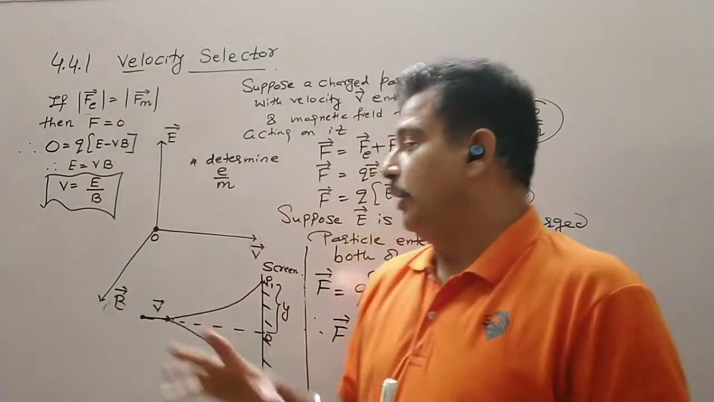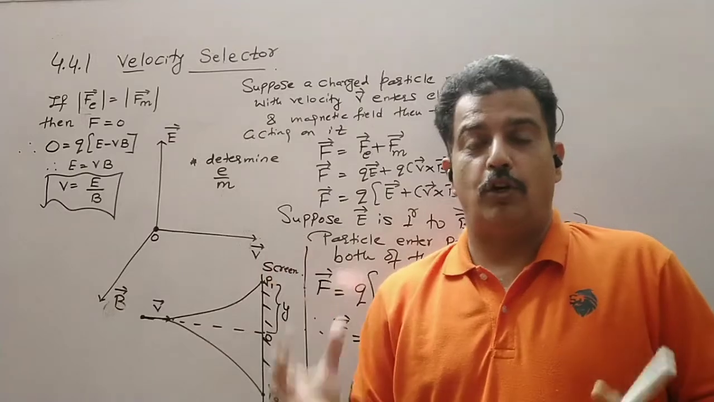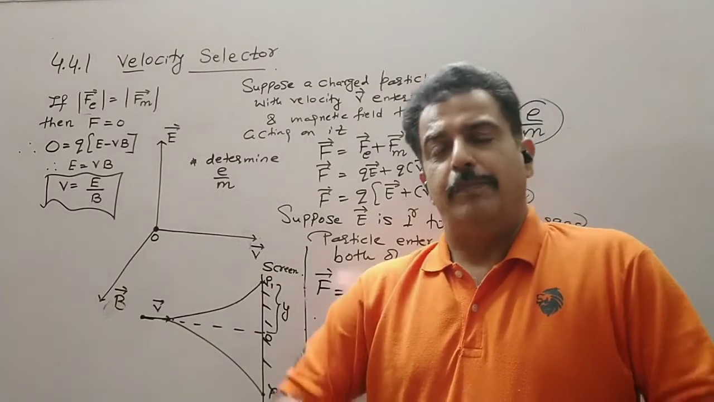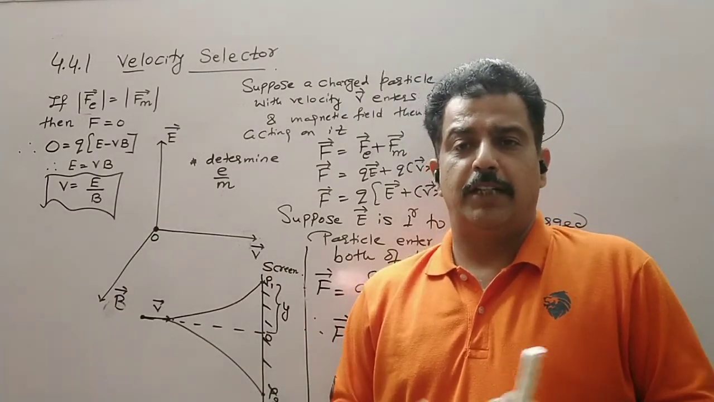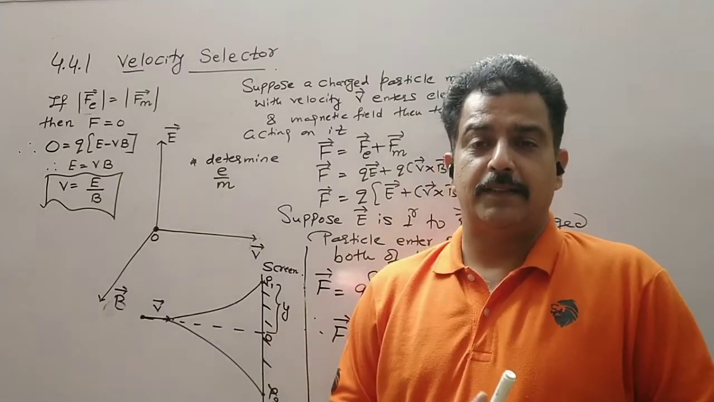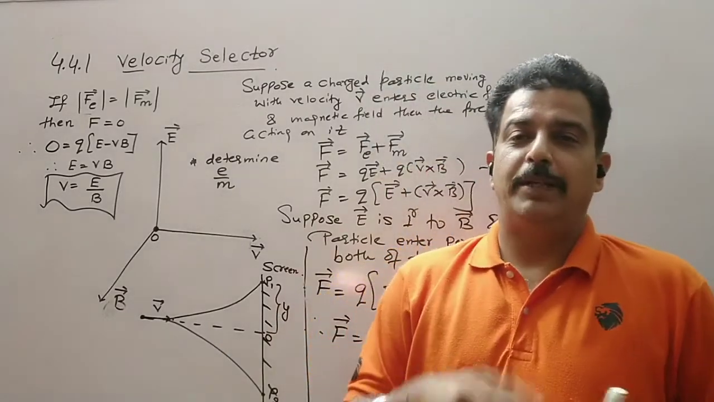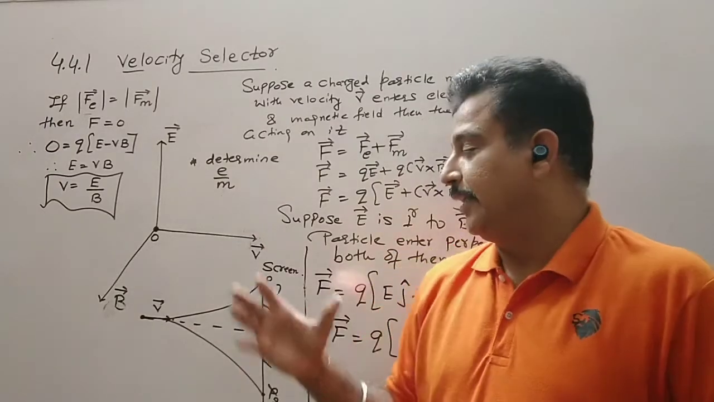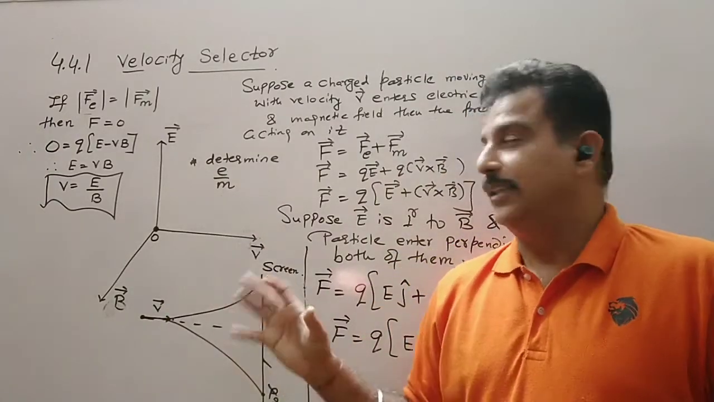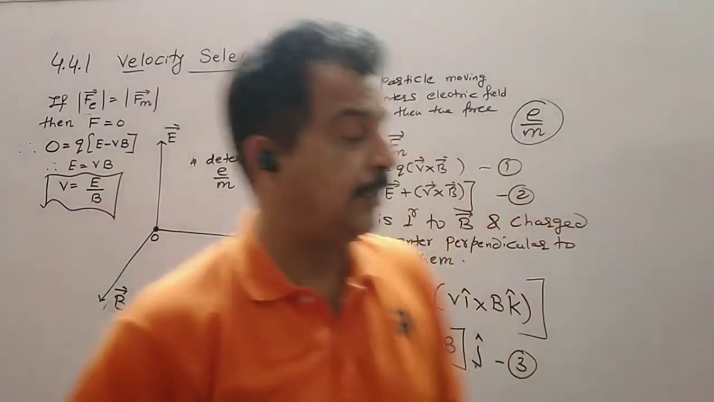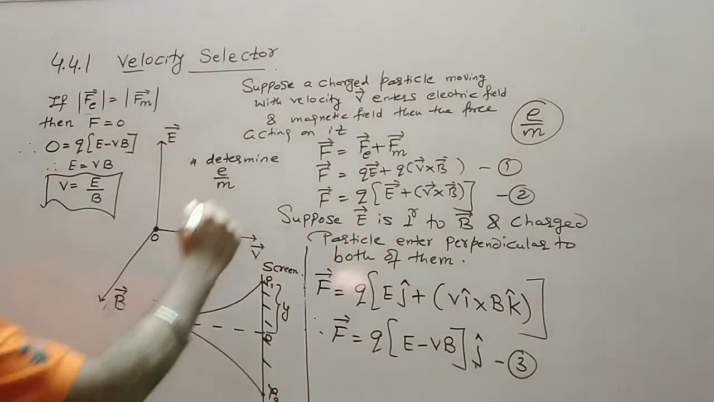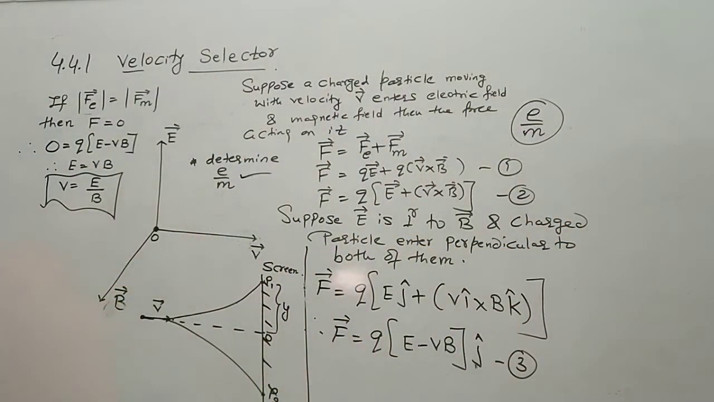that is, all the charged particles. A bundle of charged particles, many charged particles moving with different speeds and having different masses, is referred to as a beam of charges. So when that beam passes and they remain undeflected, then their speed should be equal to this, the ratio of E by B. So it is used to determine this ratio.